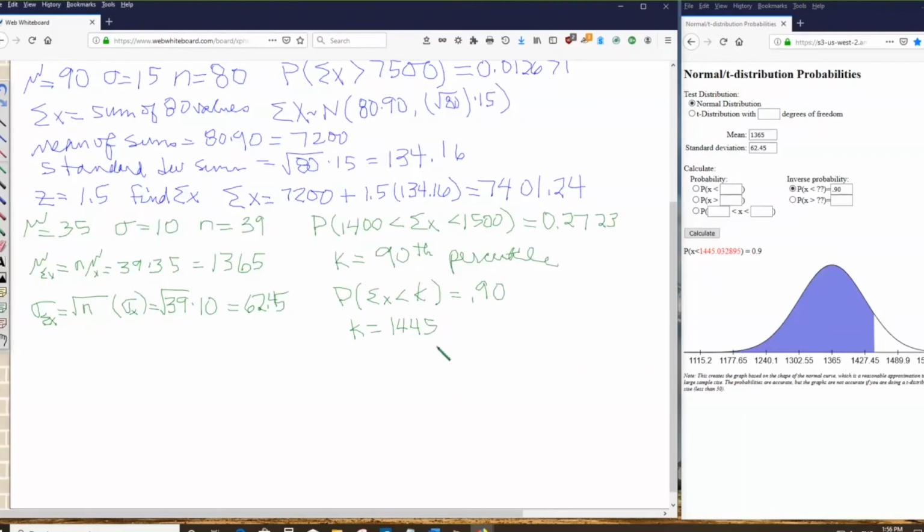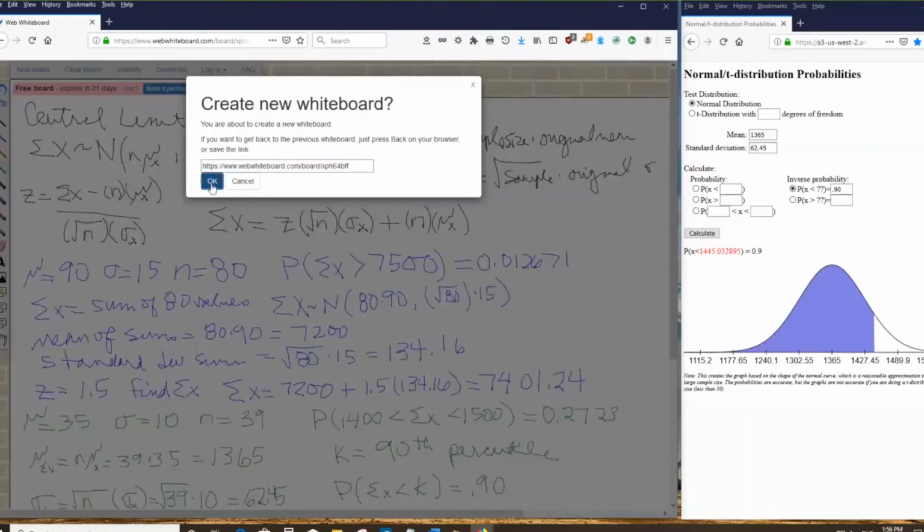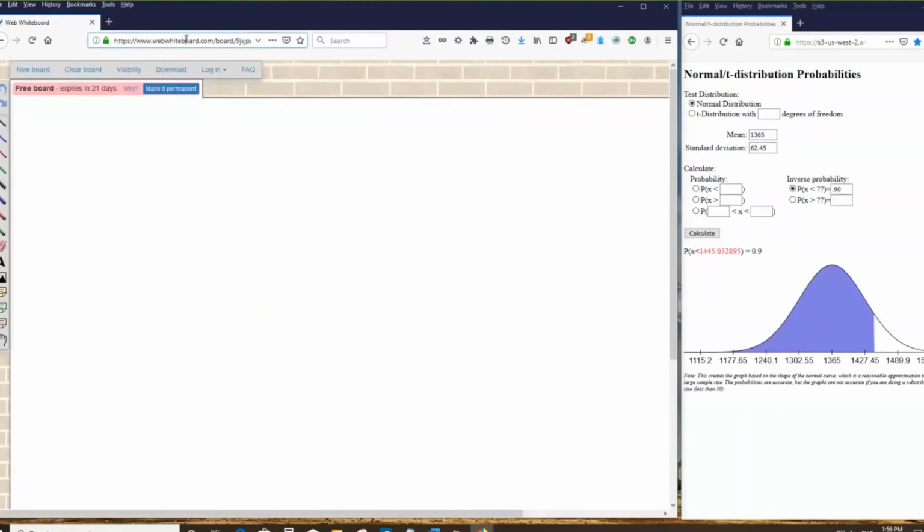Okay, let's do one more problem. So I'm going to get a new board, and this time the problem is going to be just a little bit different. Okay, so I'm going to actually pull a picture. So give me a second while I grab a picture with the problem.